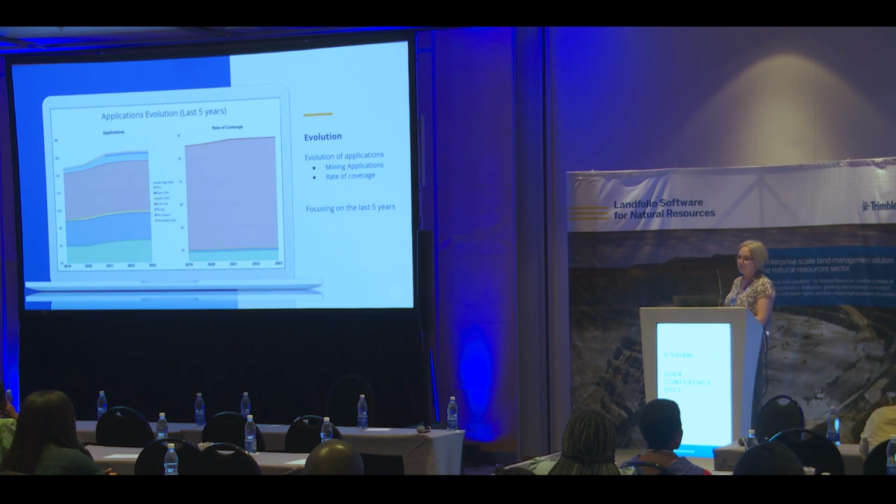Here's another interesting one. This is the application evolution over the last 5 years. On the left, again, the number, and on the right, the area coverage. The colors are the different license types. And we can see from 2019 up to 2022 how the number of applications changed in the system. In 2019 there were 150 applications, which grew to about 165. And in terms of area coverage, there's not a big difference.